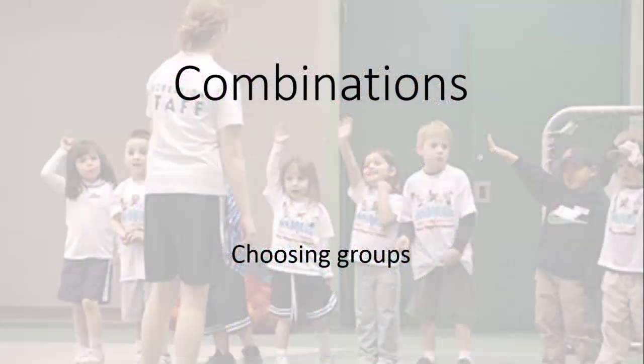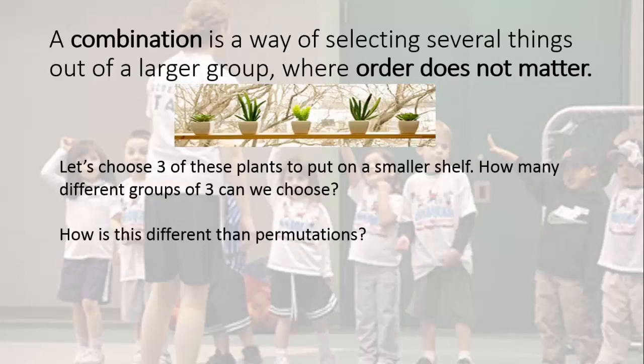Combinations are when you choose a small group out of a larger population, and the order of the people chosen does not matter. It's just a big group. A combination is a way of selecting several things out of a larger group where order does not matter. Let's choose 3 of these plants to put on a smaller shelf. How many different groups of 3 can we choose?